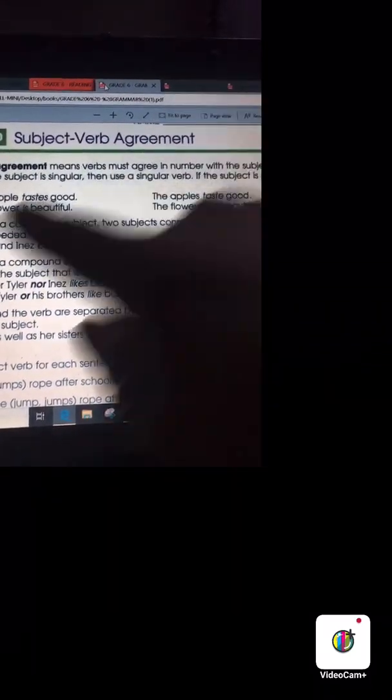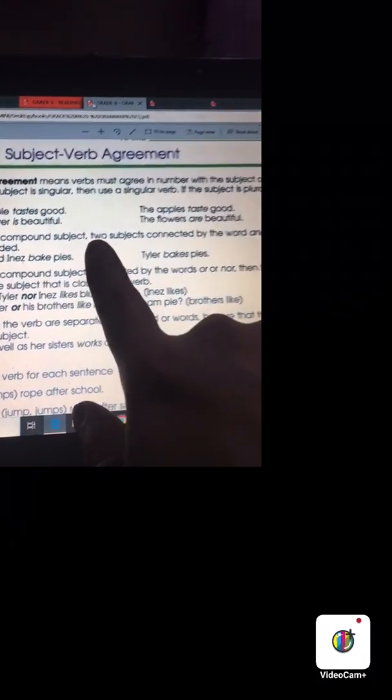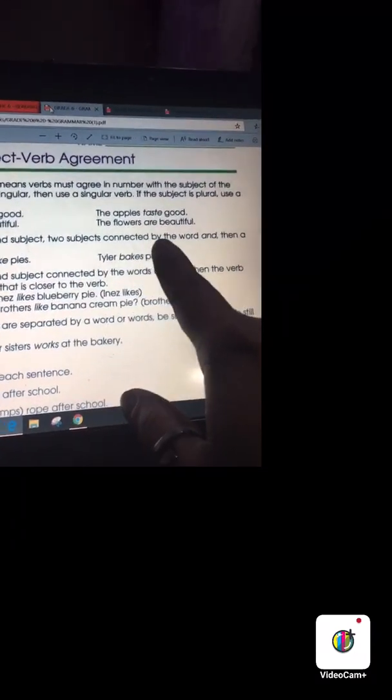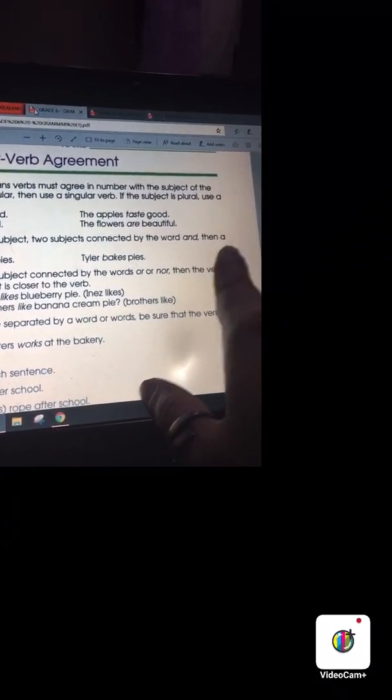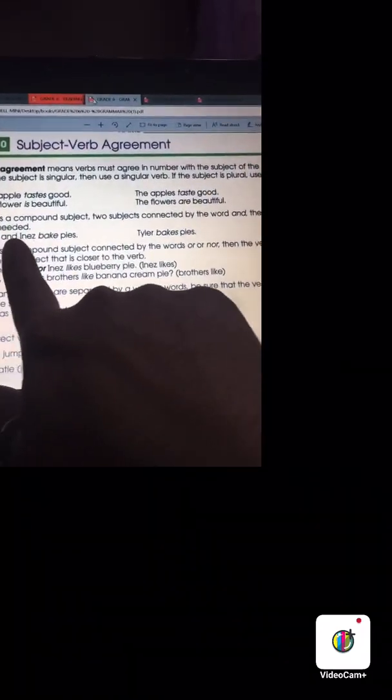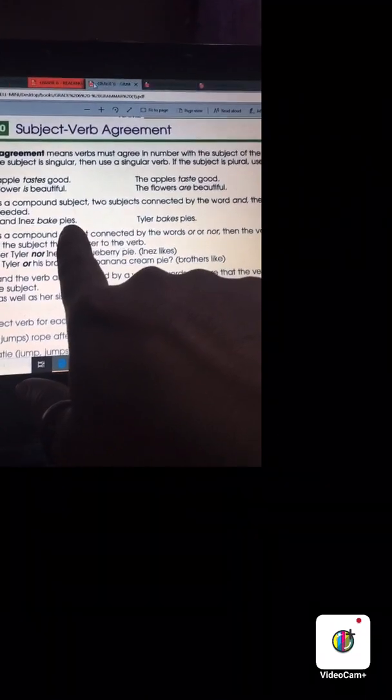You just have to make it. Then we have another example. It says, for example, if the subject is a compound subject, two subjects connected by the word and, then a plural verb is needed. So we have: Tyler and Inez bake pies.